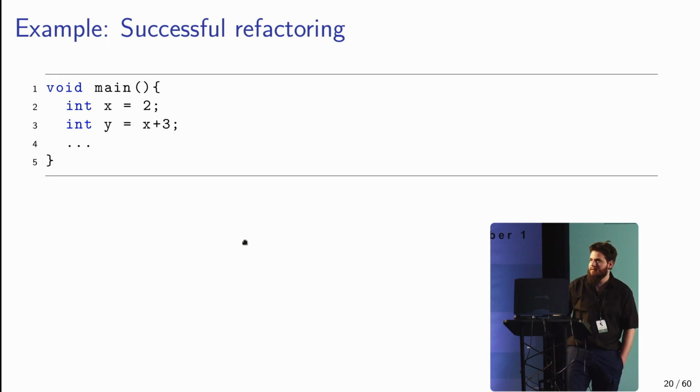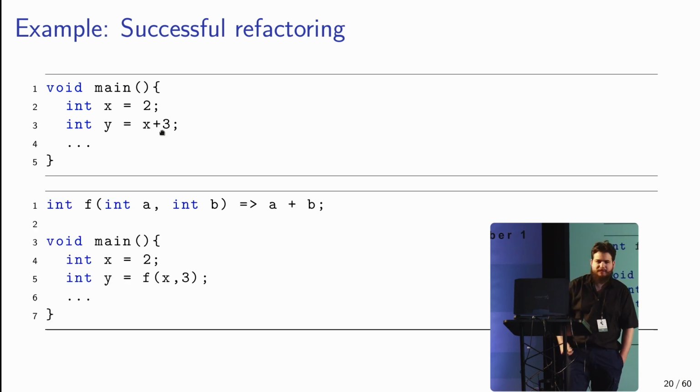So here we have y that is x plus 3. What you can now, of course, do is just say, well, we have a function that adds 2 numbers. And then we can replace x plus 3 by a function call. And what this function tells you is what it expects and what it returns. And in this example, this is all the information you need. This is, however, often not the case.